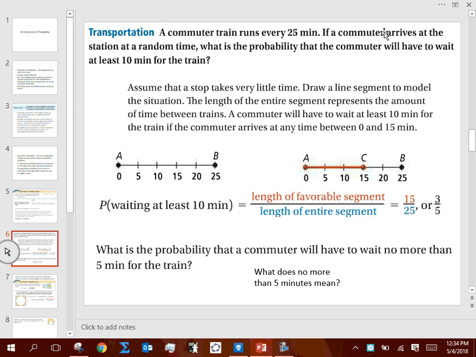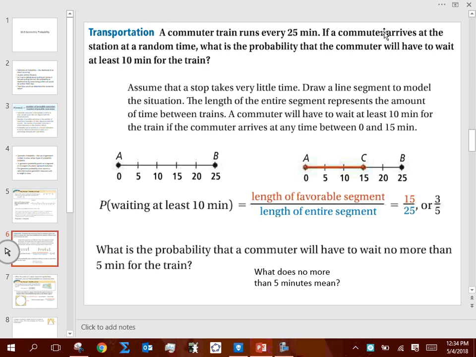Assuming that the time the train stops is negligible, so once it shows up and stops, the timer starts over again. Does that make sense? We don't have to wait like 2 minutes and then it takes off and now the 25 minutes starts or whatever. So it's start and go in 25-minute increments. Does that make sense? Okay.